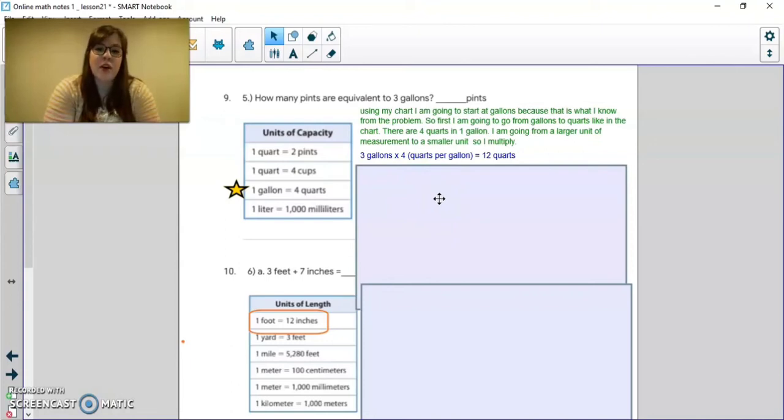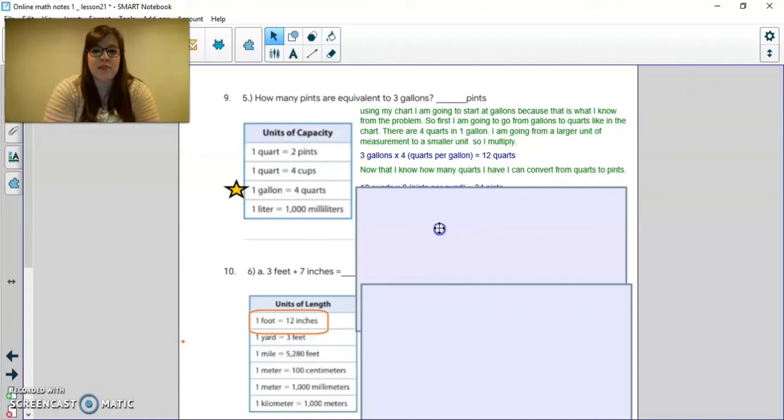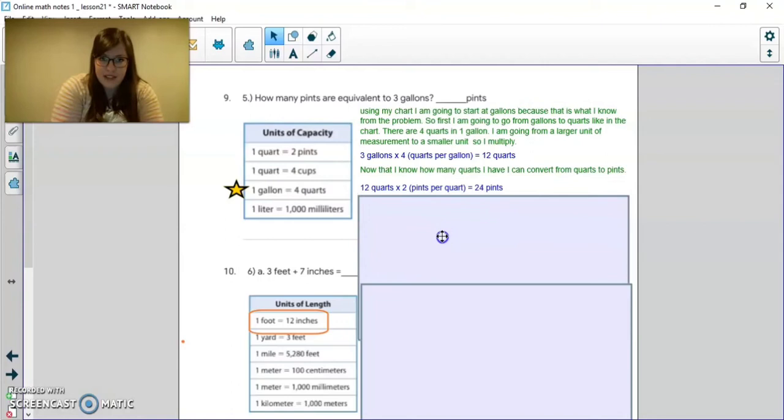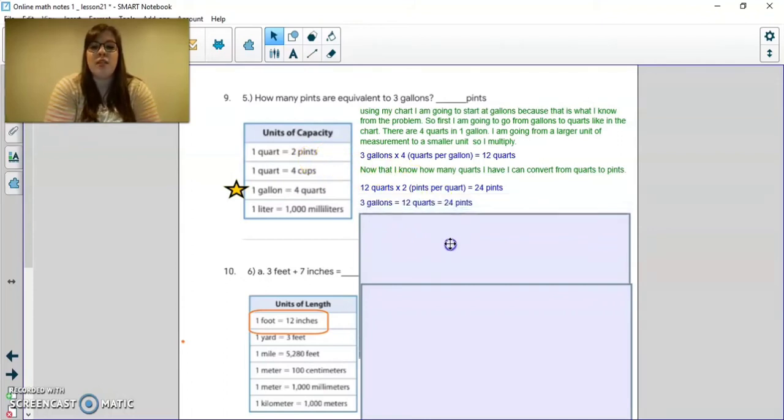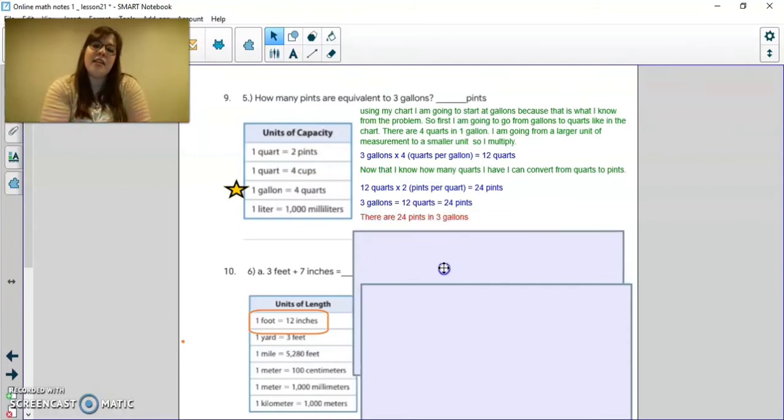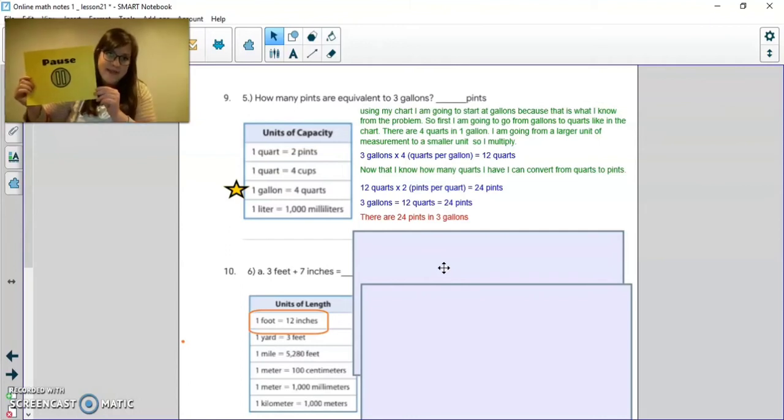3 gallons times 4 quarts per gallon is 12 quarts. So now that I have quarts, I'm going to figure out how many pints I have. I'm going to take 12 quarts and multiply that by 2 because I can see in my chart that there are 2 pints in 1 quart. So I know that I have 24 pints. So for this, that means that 3 gallons is equal to 12 quarts or is equal to 24 pints. Our answer is there are 24 pints in 3 gallons. You can pause this now and record your answer on your assignment.